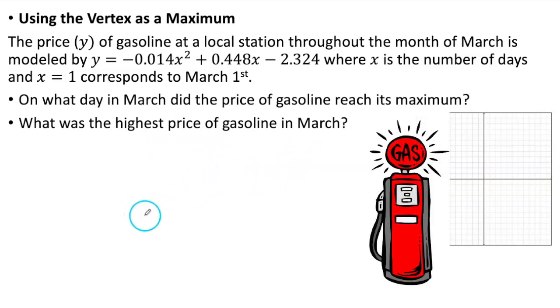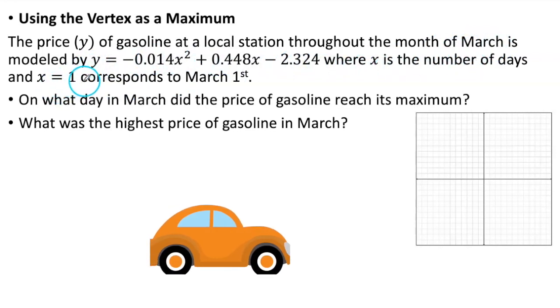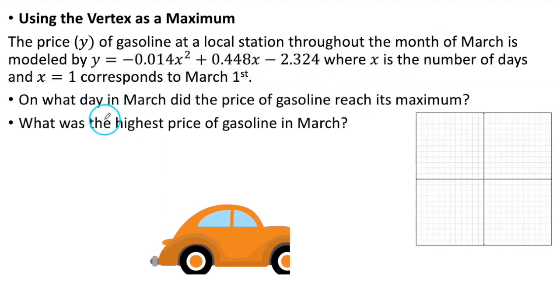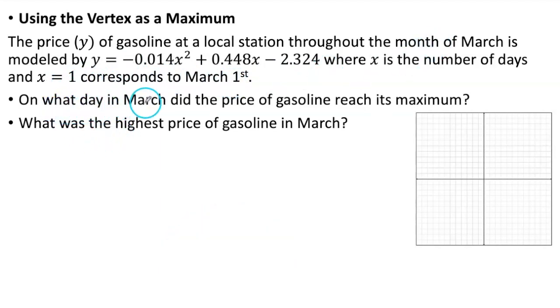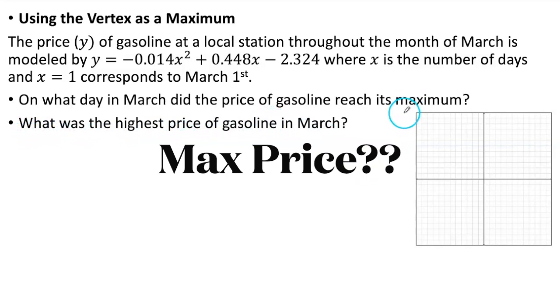Let's go. The price of gasoline at a local station throughout the month of March is modeled by this function, where x is the number of days and x equals 1 corresponds to March 1st. They're explaining what the y and the x is. On what day in March did the price of gasoline reach its maximum? What was the highest price? Okay, so they're asking me for the maximum.